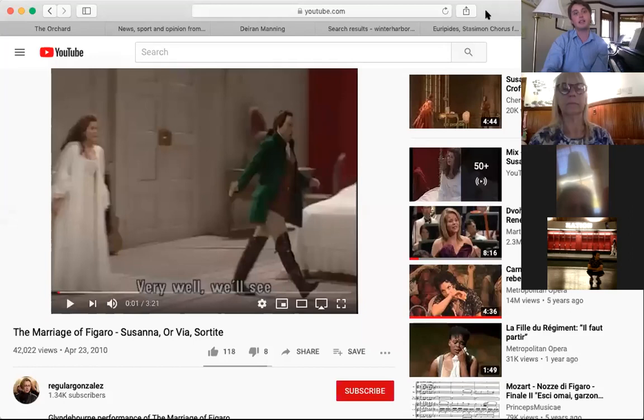So basically, the overall plot of The Marriage of Figaro, let me share my screen with that. So the overall plot of the opera is the Count is in love with his maid, Susanna. But the Count is already married, which isn't a problem for the Count, but is a problem for everyone else in this. And he is trying to woo Susanna.